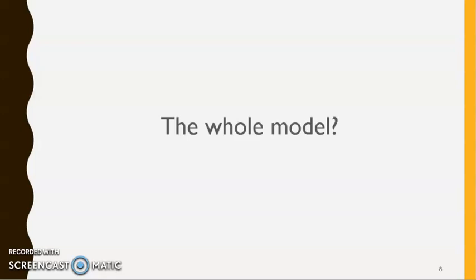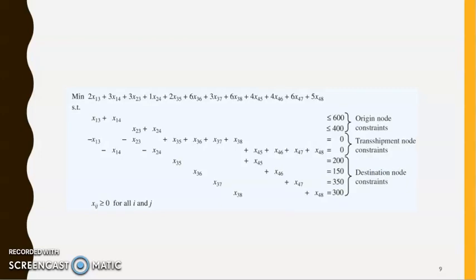When you finish writing the whole model, I hope you didn't forget to write the non-negativity constraint. Okay, now here is the whole model, and similar to the transportation problem, we have the decision variables multiplied by the associated cost, summation of all of them. After that, we have two constraints regarding the supply points, and we have two constraints regarding the transshipment nodes.